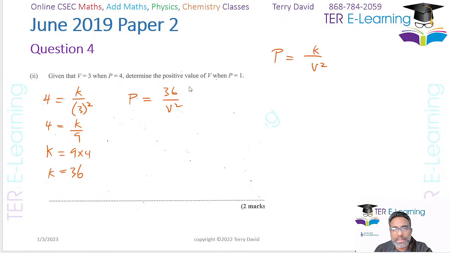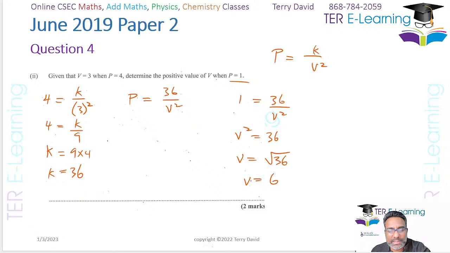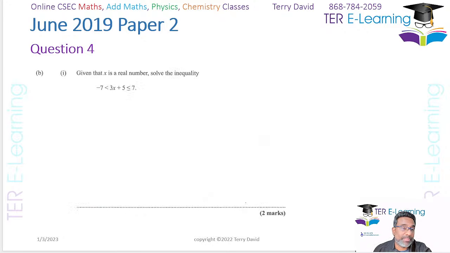That's your formula, right? So the last part now, you want to work out v when p is 1. So therefore 1 is equal to 36 over v squared. So therefore v squared is equal to 36. So v is the square root of 36. So v is equal to 6, right? All right, so we still have a next part to the question.